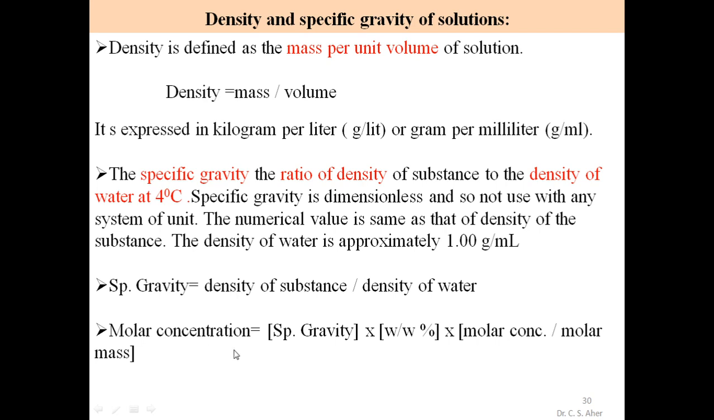The molar concentration is also calculated as specific gravity times weight to weight percent of solution times 1000 upon molar mass. This formula is used to calculate the molar concentration of a solution when specific gravity is given. The specific gravity is a dimensionless quantity. It is the density of substance upon density of water.